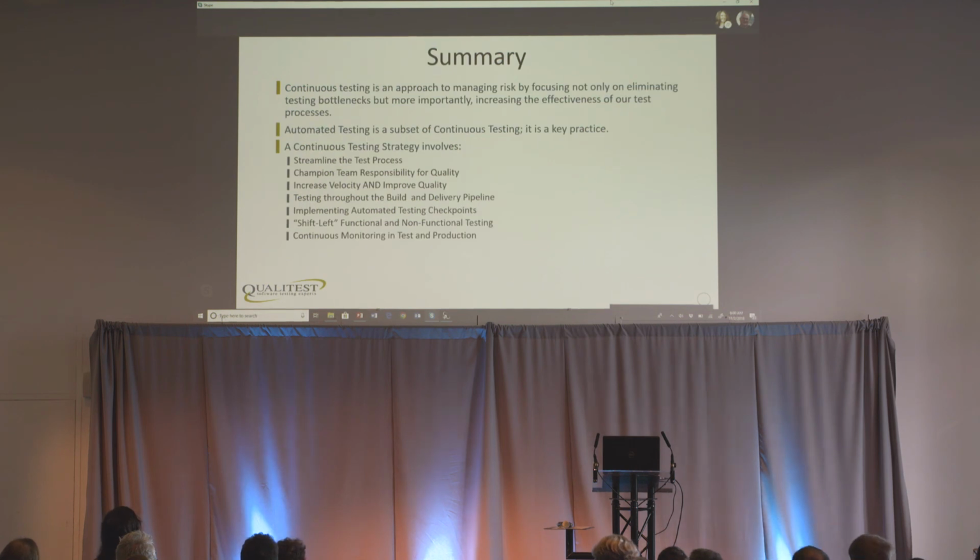So to sum it all up, continuous testing is an approach to managing risk by focusing not only on eliminating bottlenecks, but increasing the effectiveness of our test processes. Automation testing is a subset of continuous testing. It is a key practice. It is the backbone, but it is not all that continuous testing is.